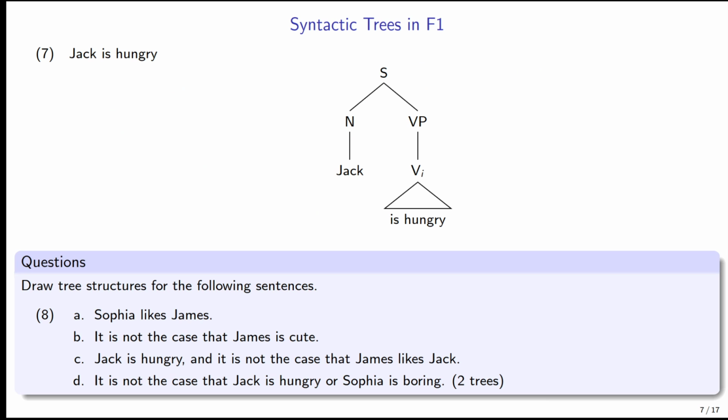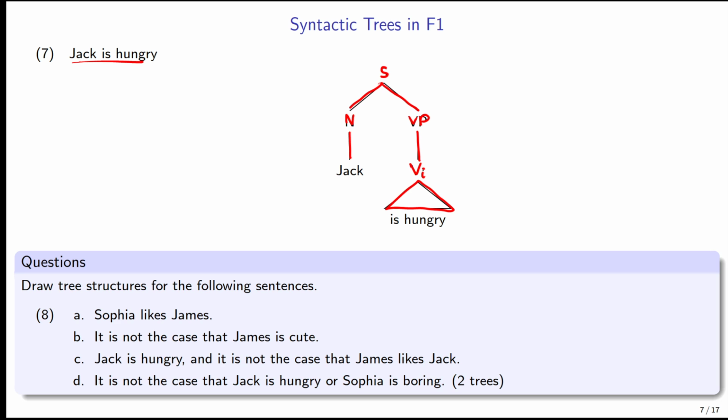So all we're doing in this video is we're going to practice a little bit with these tree structures. So for example, I want to write Jack is hungry. Okay, well, I start with a sentence. I break it up into a noun subject, which is Jack, and a verb phrase. And is hungry is an intransitive verb in our system. So we call this VI. We write is hungry, and then we use the triangle to represent that.